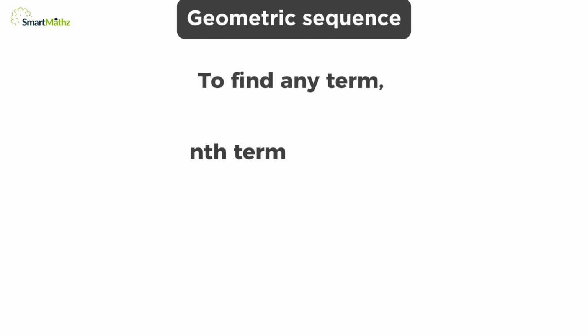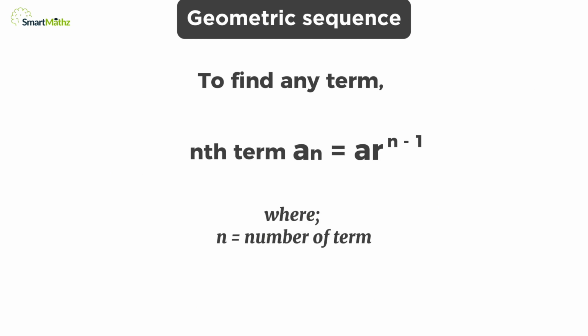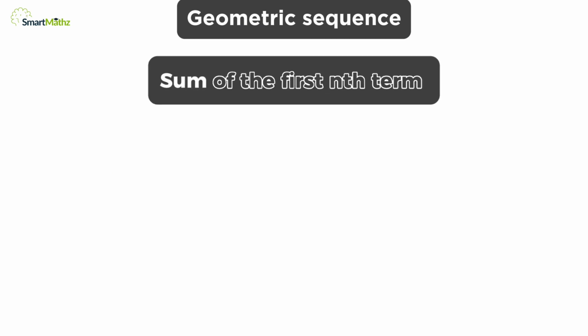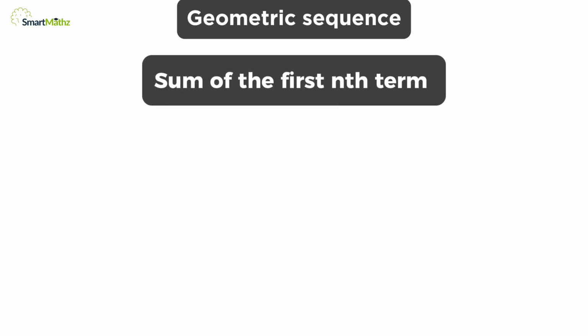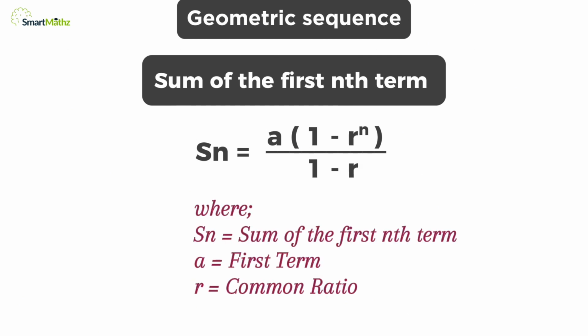To find any term, which is the nth term of a geometric sequence, we use this formula: An equals ar raised to n minus 1, where n is the number of the term we are looking for. The sum of the first n terms in a geometric sequence can be calculated using this formula: Sn equals a times 1 minus r raised to power n, divided by 1 minus r, where Sn is the sum of the first n terms of the sequence, a is the first term, and r is the common ratio.